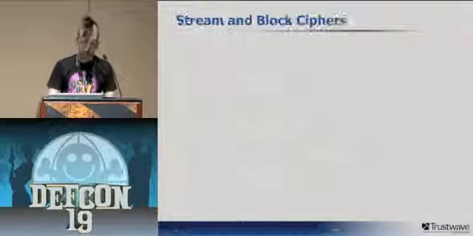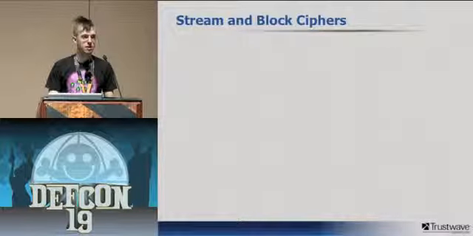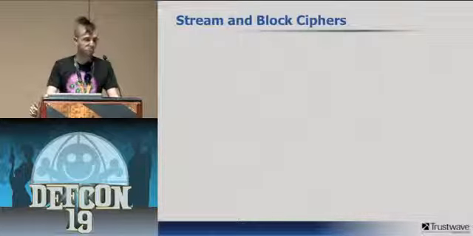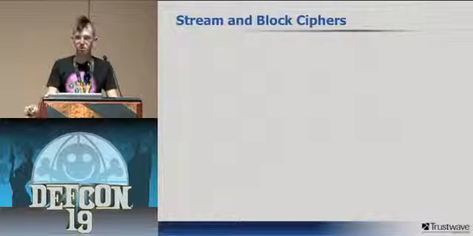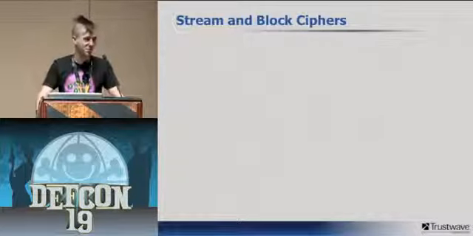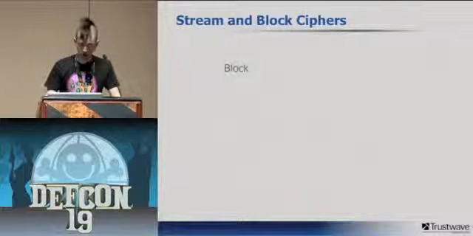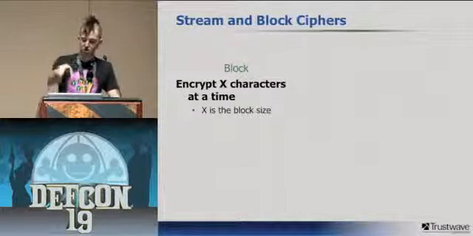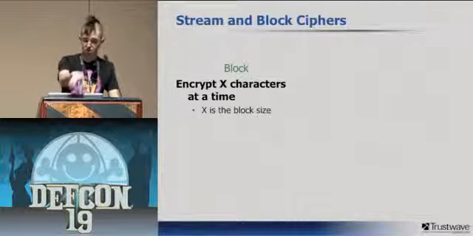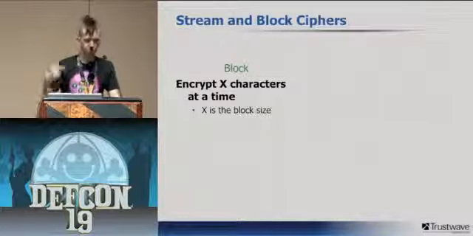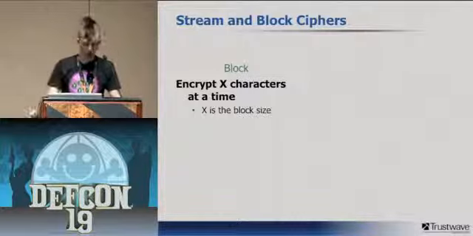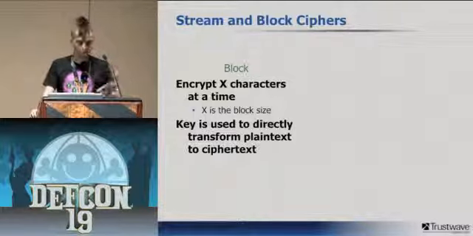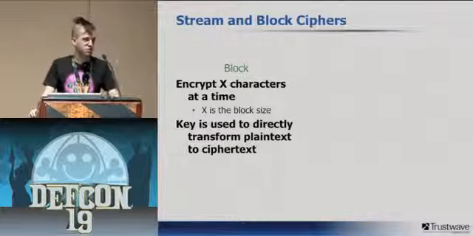So we can split the set of ciphers into stream and block ciphers. Now, if there are any cryptographers out there, maybe there's something else that I'm unaware of, and I apologize for that. But as for stream and block ciphers, with a block cipher, you take the message in chunks and encrypt each of them one by one. So the key is used directly to transform the plaintext into the ciphertext.